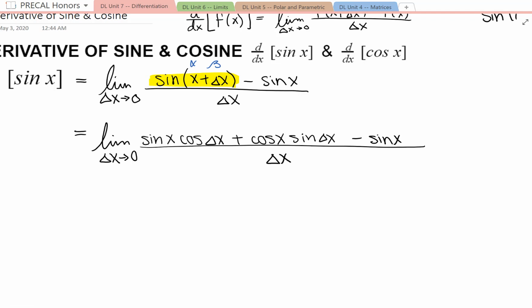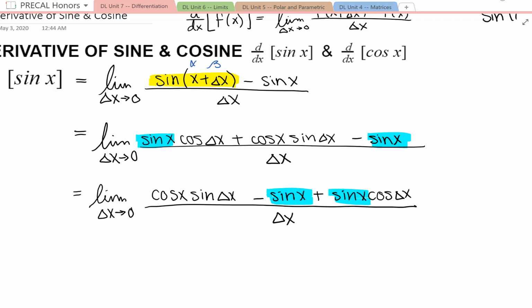At this point, you may be at a loss of what to do next. It doesn't seem like there's much commonality, although we have a term with sine x in it, and we have a term with sine x over here. Maybe we could group and factor and perhaps get special trig forms. Let's try it out.